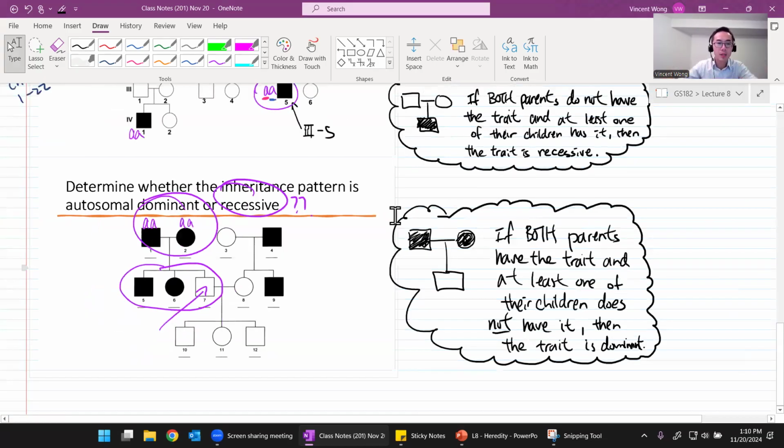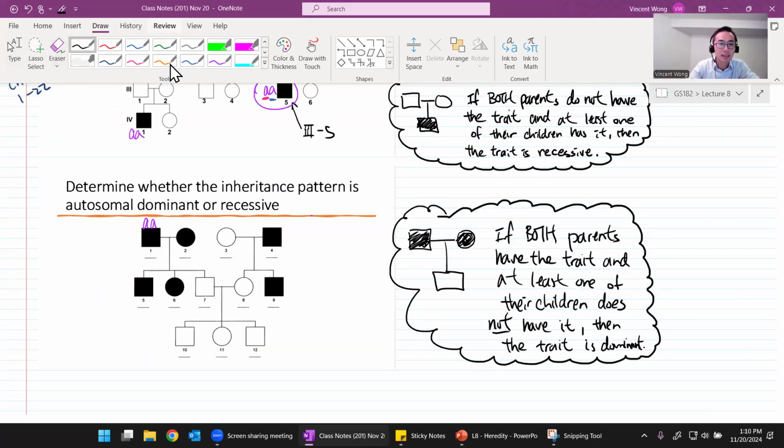So this must be dominant. Right? So that person must be big A, small a, and this is small a, small a. It wouldn't be big A, because if both of them are big A, then they wouldn't have a son that doesn't have it. For them to have a son that doesn't have the trait, they have to be heterozygous.